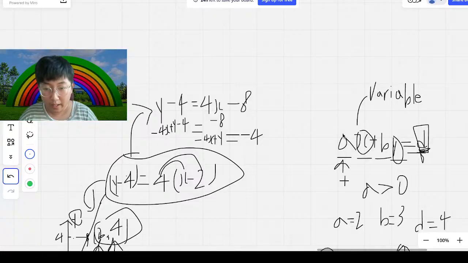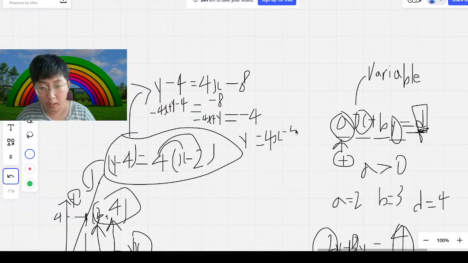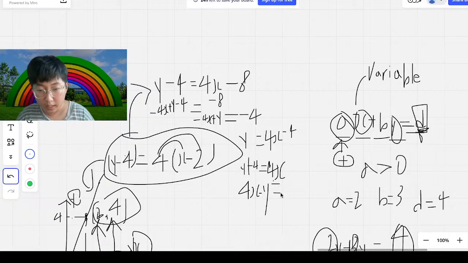But remember what we said, a must be positive. In order for a to be greater than 0 in this case, what should we do? Well, we can easily add 4x to both sides, which is another method for getting there. y equals 4x minus 4. And then we add 4 to both sides: y plus 4 is equal to 4x. And then we subtract y from both sides. So 4x minus y is equal to 4. This is a way to get there.